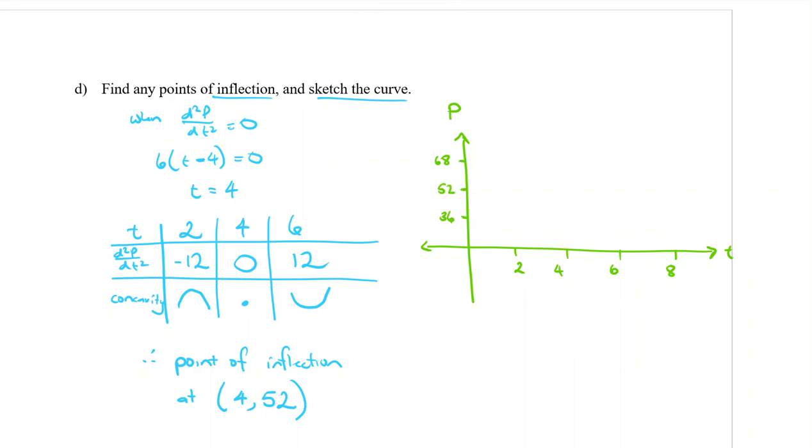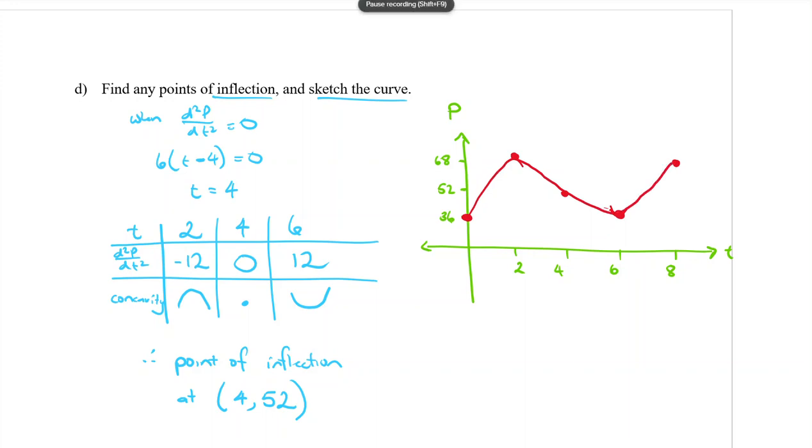All right, so started at 36, at time is 8, our graph will be finishing at 68. We had a turning point, a maximum at (2, 68), and a minimum at (6, 36). We had a point of inflection, or I should say this is a maximum, this one's a minimum. We also had a point of inflection that we just found, which was at (4, 52). And from there, you can see the graph.